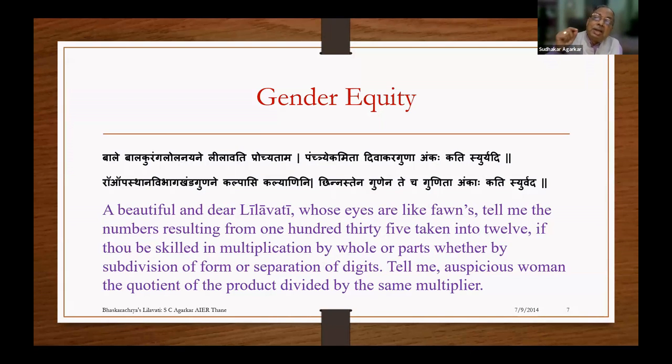And in fact, there is a very interesting story. The story goes like this. When Bhaskaracharya prepared the horoscope of his daughter Lilavati, Lilavati was the name of his daughter, he found that after marriage, her husband would die within a short time and she would become a widow.